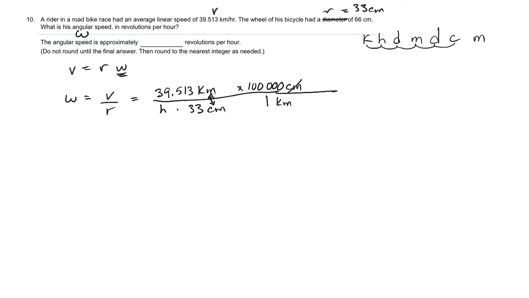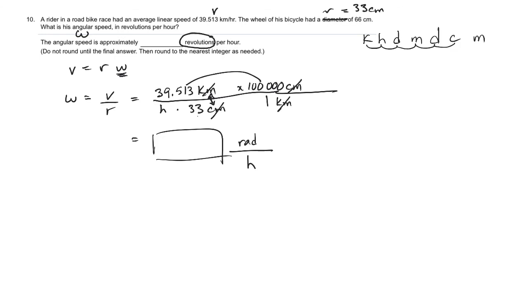So the centimeters would cancel. The kilometers would cancel. Perfect. So my angular speed is whatever this times this divided by 33 is. And that will be in radians per hour. Uh-oh. They want the answer to be in revolutions per hour.